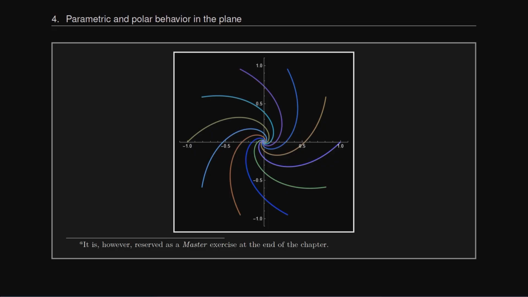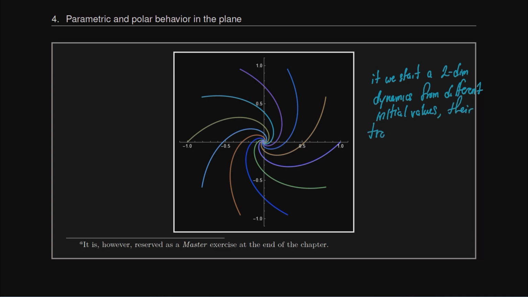Something cool that happens when you deal with dynamics, specifically dynamics in two dimensions, is that if we start two-dimensional dynamics from different initial values, their trajectories will never intersect.